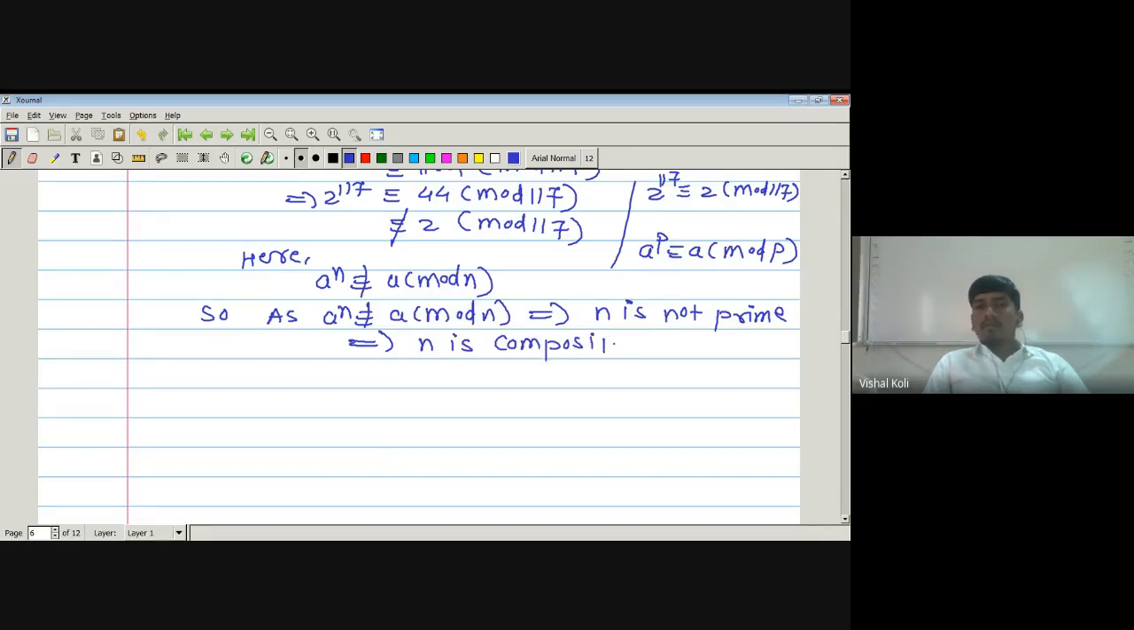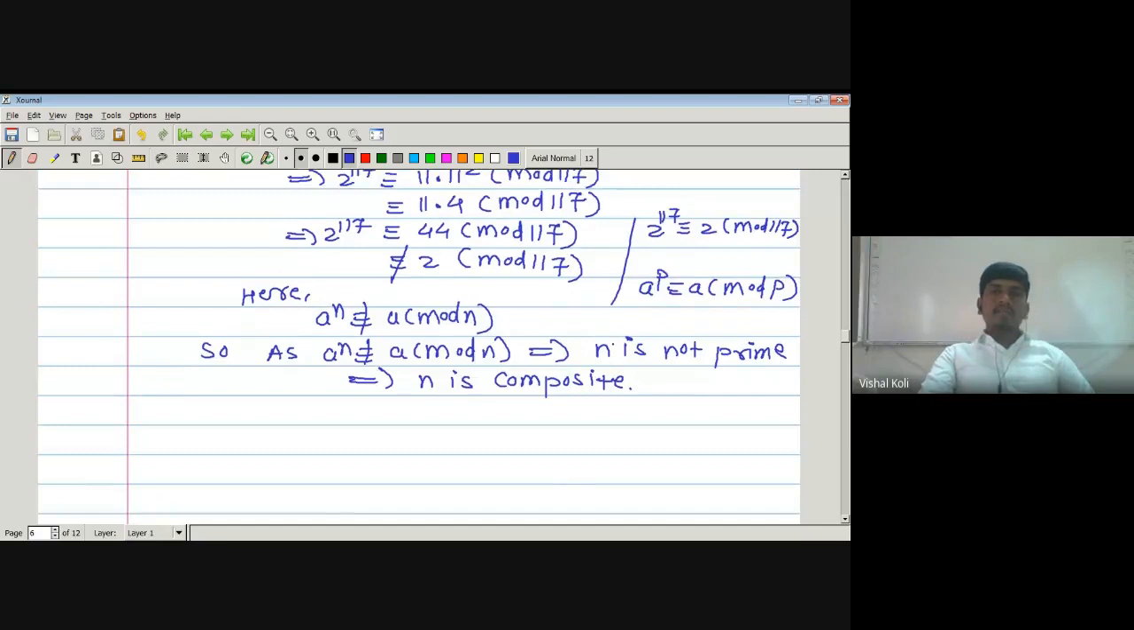Suppose a to the power n is not congruent to a modulo n, then n must be a composite number only, since the result will be true for any prime p. Okay, any doubt? No, sir.